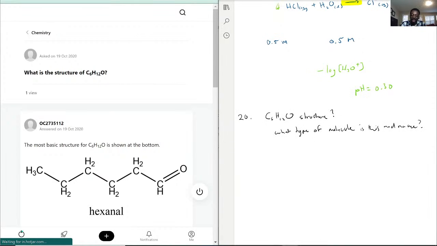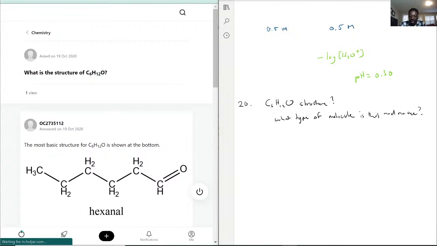But the way you want to draw this out, right? You want to start with your carbons and hydrogens, okay? So C6, I just like drawing like that.